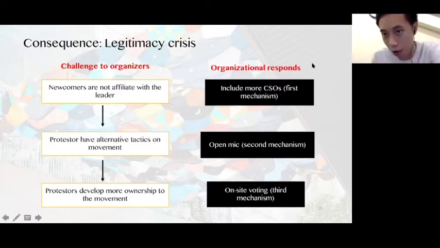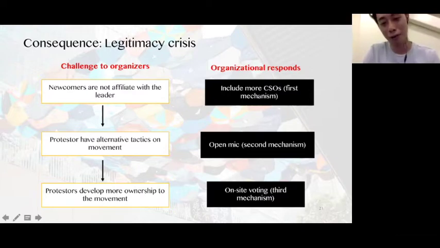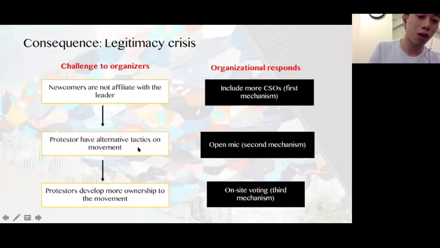A social movement should be voluntary, but then the organizers also encounter a lot of legitimacy crisis. When the newcomers came to the movement, they were not affiliated with any leader. So what we were trying to do at the beginning was to include even more civil society groups, so that we hoped the reputations of these groups can convince people that we are actually representing the people. But we failed to do so because most of the newcomers are not affiliated with any organizations. Gradually, they developed alternative tactics.